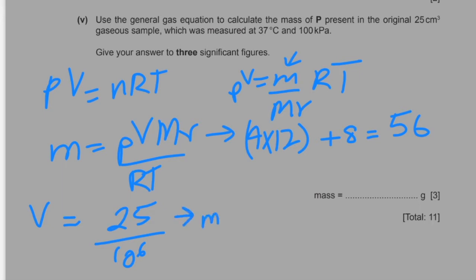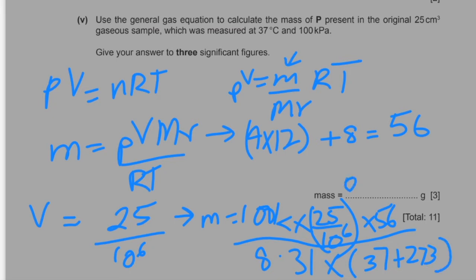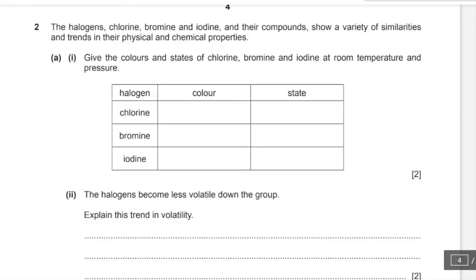And therefore the mass is pressure, which is 100 kilopascals, times the volume, 25 over 10 to the power of 6, multiplied by molecular mass, which is 56, and then you divide all of that by the value of R, which is 8.31, times temperature. Now you need to convert degrees Celsius to Kelvin, so you add 273, and this gives the answer as 0.0543.